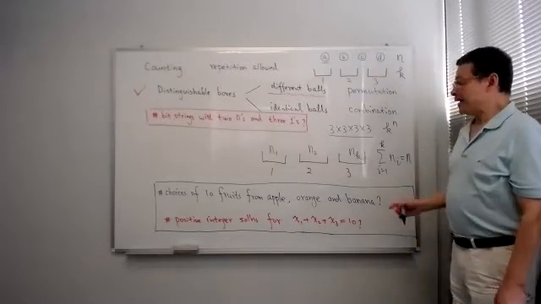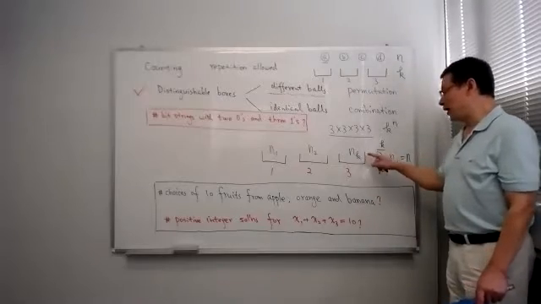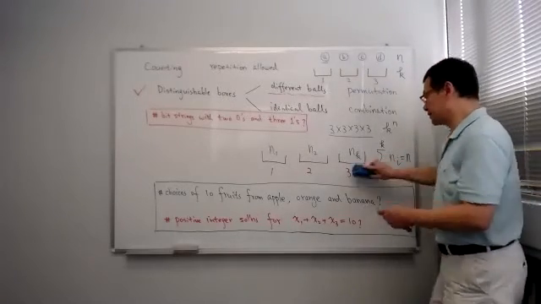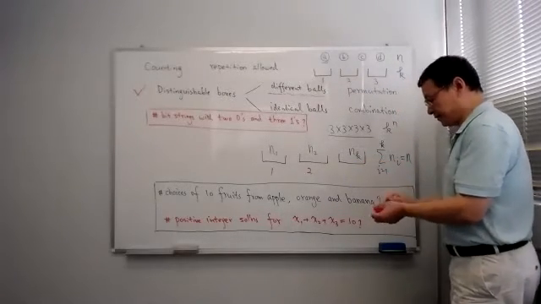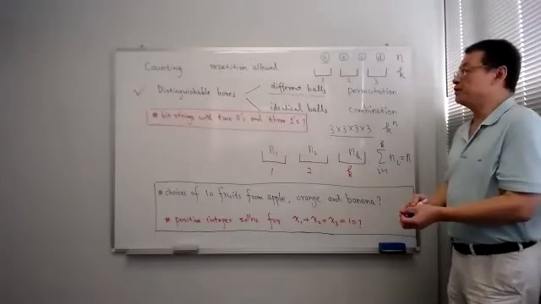So we want N1 balls inside box 1, N2 balls inside box 2, and so on up to NK balls inside box K. So that's the case. All right, let me give you a situation.